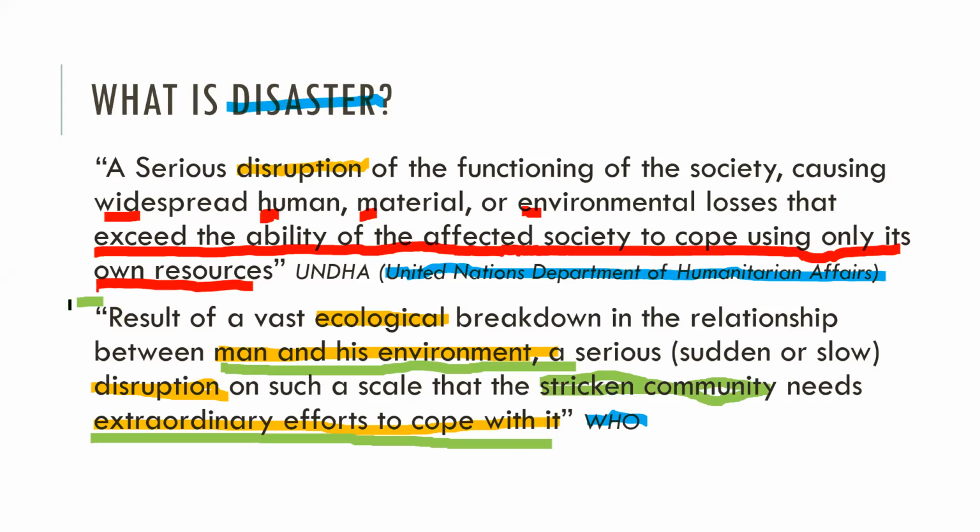Actually, from these two definitions, we want to understand this word, ecosystem, because we are going to need it in our discussions later. But we are going to adopt this definition for the disaster, which is a serious disruption causing widespread human, material, or environmental losses beyond the capacity of the affected environment. These losses are beyond the capacity of the affected environment. This is the main definition of disaster that we are going to adopt. Any questions?